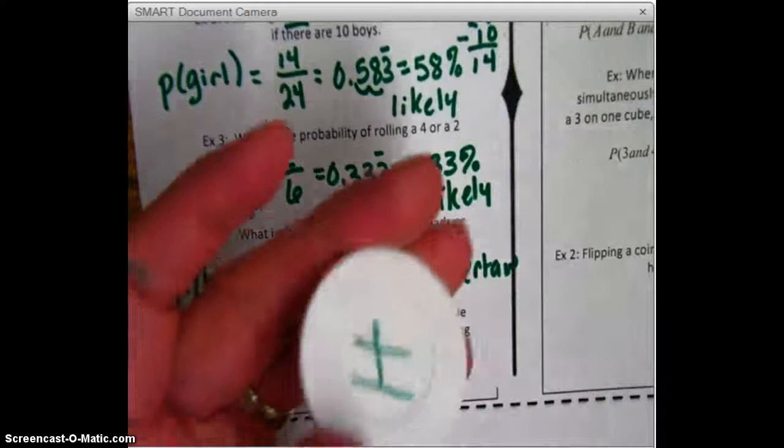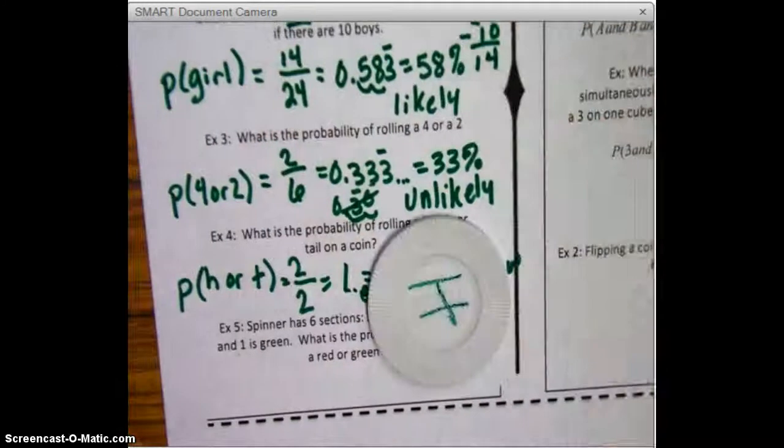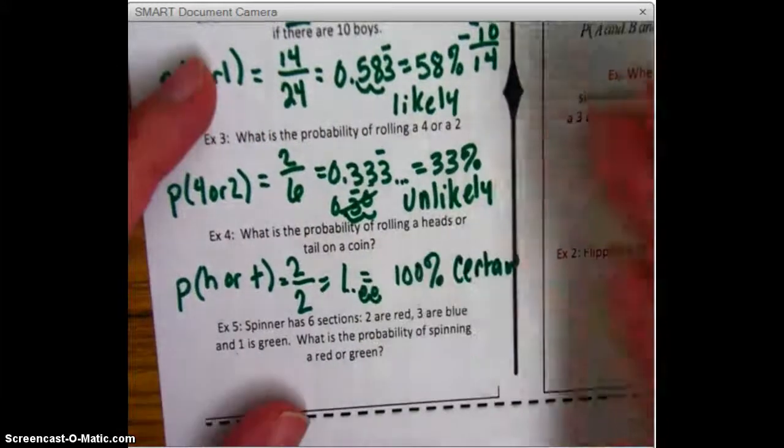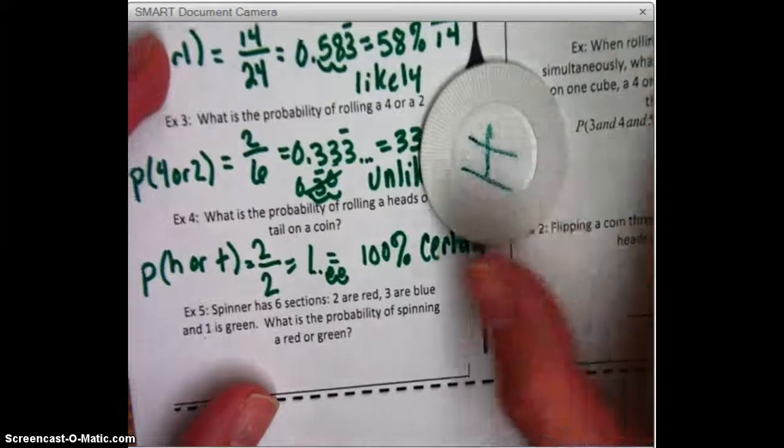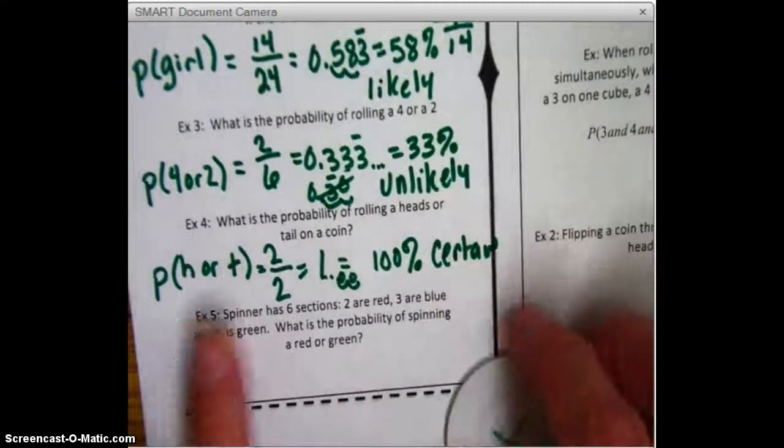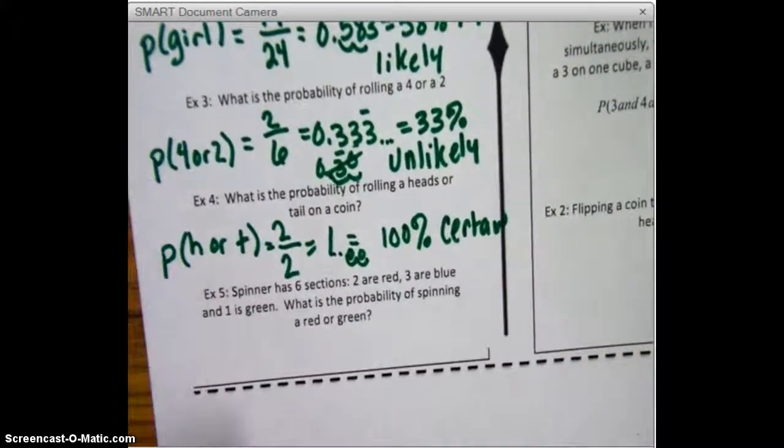So if we flip this, and we're happy if we get a heads or a tails, no matter what we flip, we're always going to land on either heads or tails. So we have a 100% chance of landing on a heads or a tails.